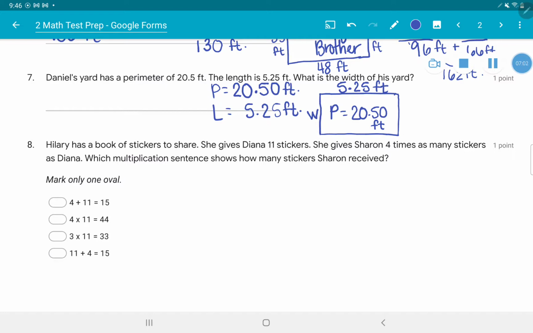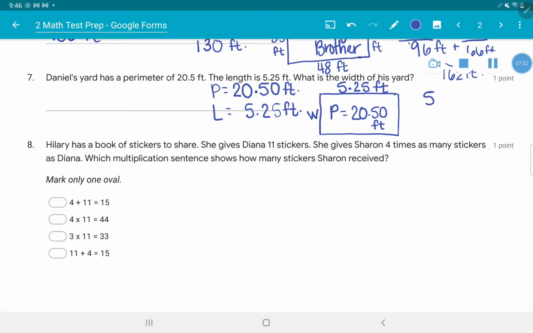Okay. 5.25. This is going to be hard. Alright, so let's start with what we know. How many lengths are there in his yard? Yeah, there's 2 lengths of 5 and 25/100. So what can I do to those 2 numbers right now? What can I do, Olivia? I can add those together.